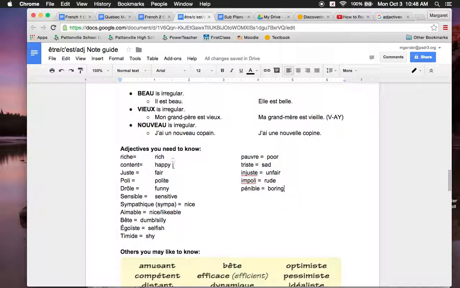Riche. Content. Juste. Poli. Drôle. Sensible. Sympathique. Sympa. Aimable. Bête. Égoïste. Timide. Pauvre. Triste. Injuste. Impoli. Pénible.